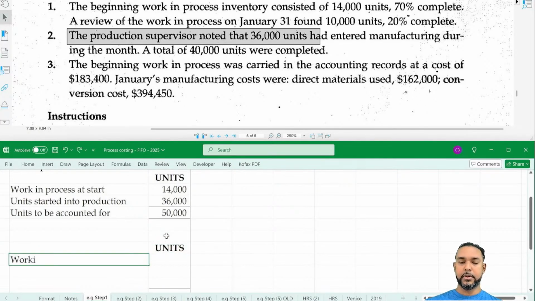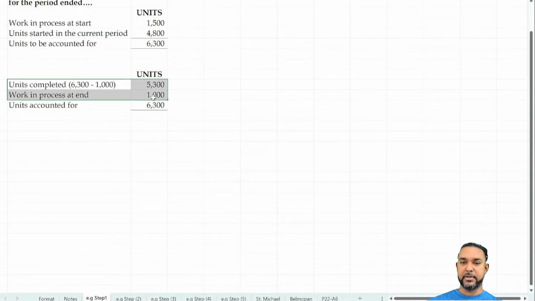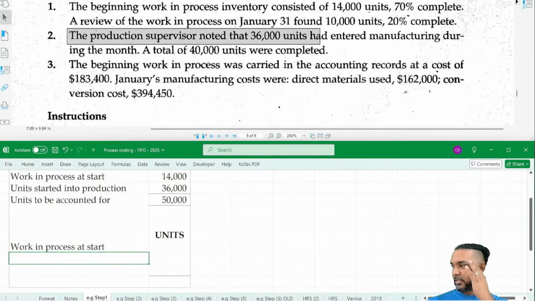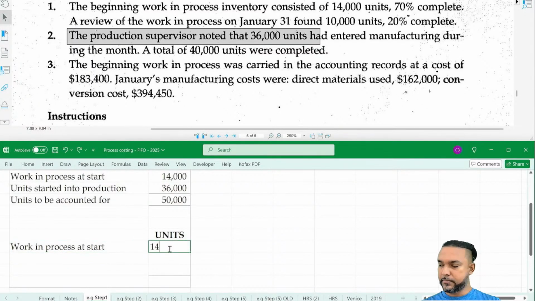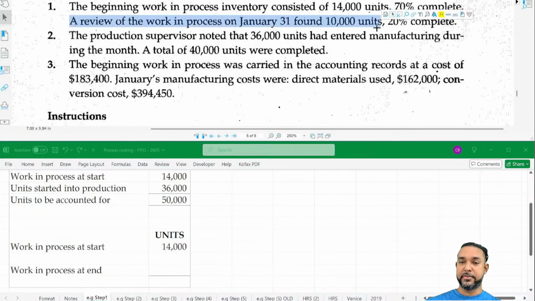So work in process at start. Unlike the weighted average method, we just have 2 things here, units completed and incomplete, as in work in process at end. Work in process at start, so that is the same 14,000. Now, we're also going to have a work in process at end. So that stays the same, and they told us that is how many? A review of the work in process for 10,000 units. So we have 10,000 here.